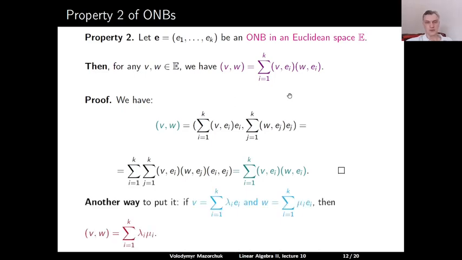And another way to write the same property is that if we write v as a linear combination of the basis elements with coefficients lambda_i, and w as a linear combination of the basis elements with coefficients mu_i, then the scalar product between v and w is just the sum of products of the corresponding coefficients. Please note that this property is about orthonormal basis in the Euclidean space. If we choose a basis which is not orthonormal, all this is not true in general.